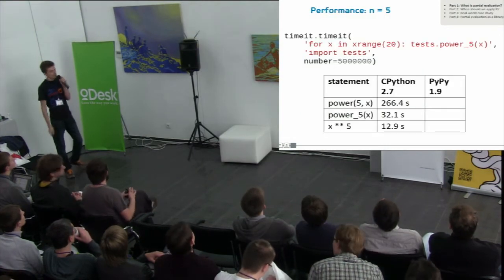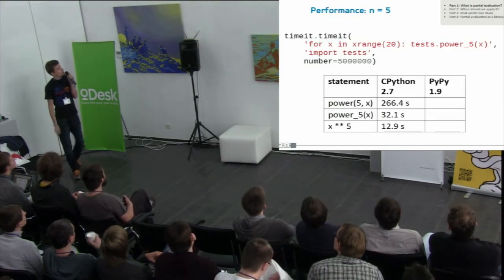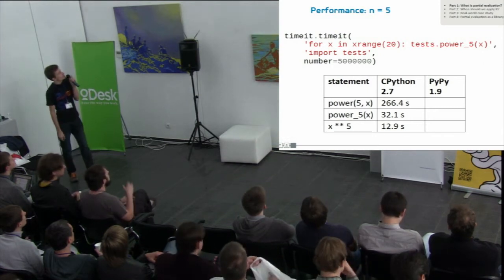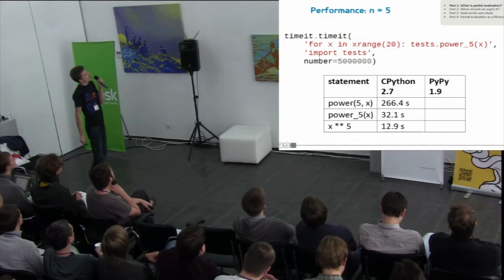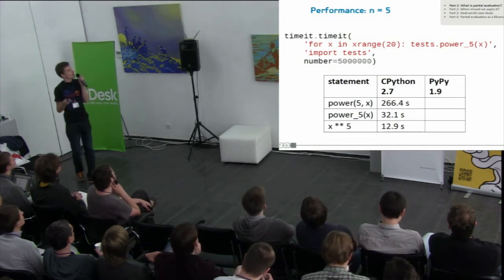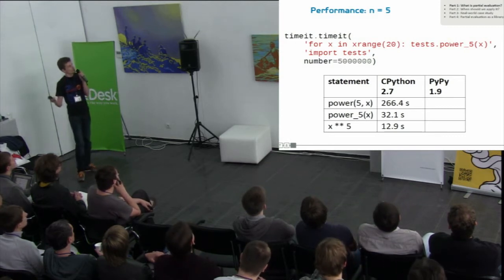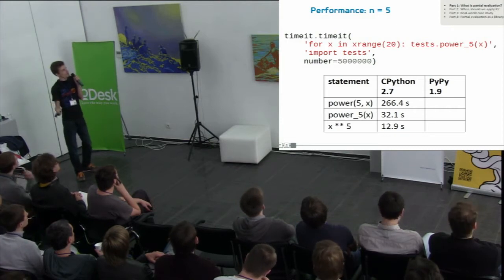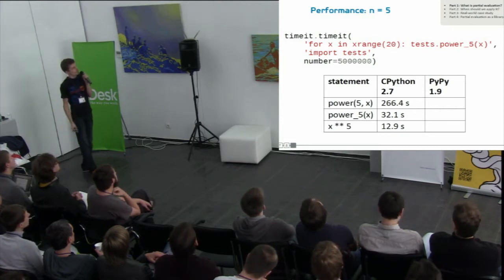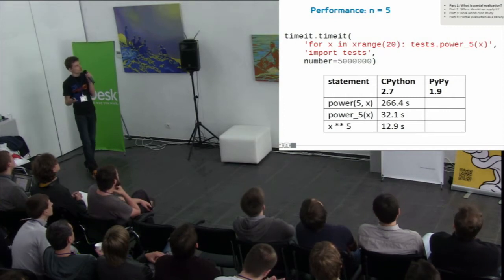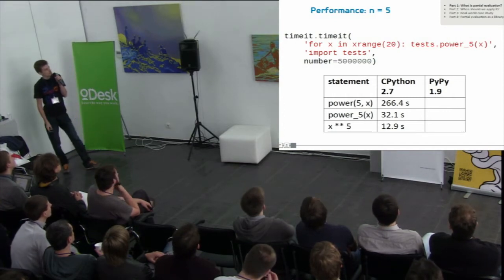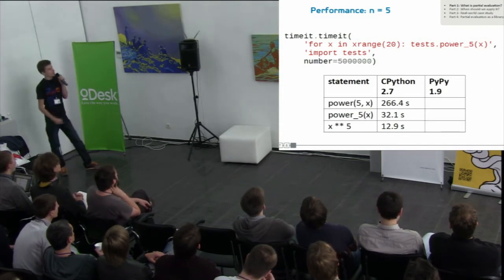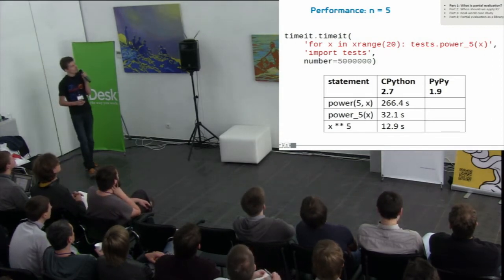Okay, so here's the benchmark. We take integers from 0 to 19 and raise them to the 5th power. And we compare our generic function, then specialized function, and native power function. And we see that our specialized function runs almost 10 times faster, but we still are a little bit slower than the native one.